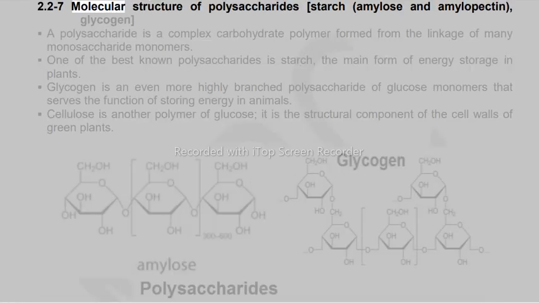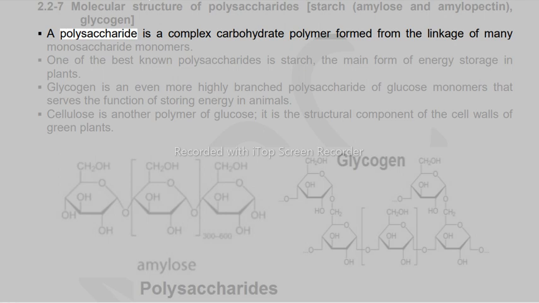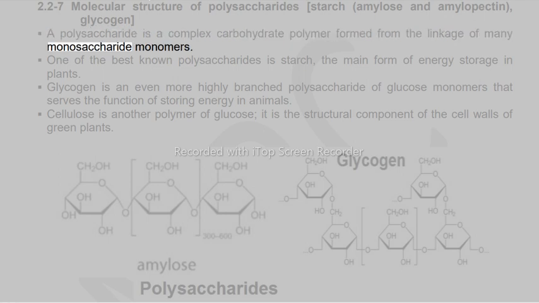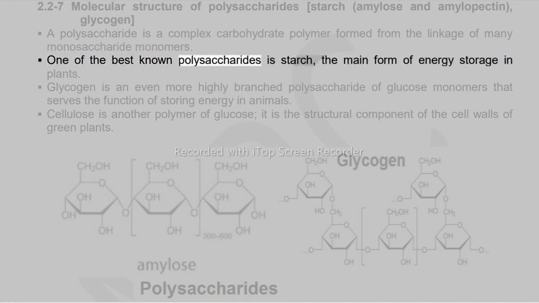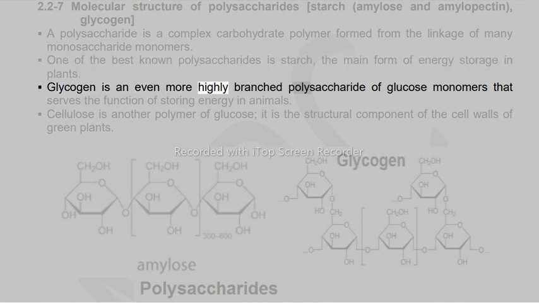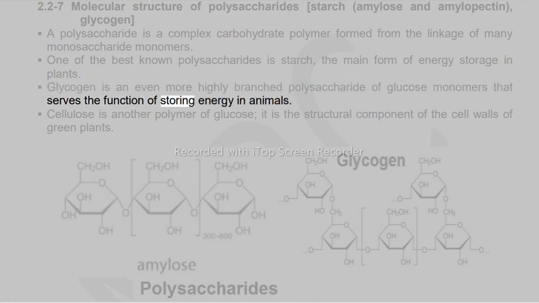2.2.7 Molecular structure of polysaccharides: starch, amylose and amylopectin, glycogen. A polysaccharide is a complex carbohydrate polymer formed from the linkage of many monosaccharide monomers. One of the best-known polysaccharides is starch, the main form of energy storage in plants. Glycogen is an even more highly branched polysaccharide of glucose monomers that serves the function of storing energy in animals.